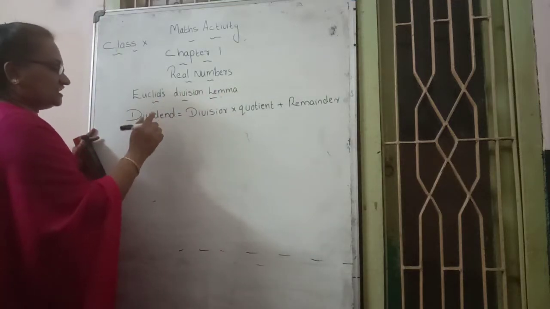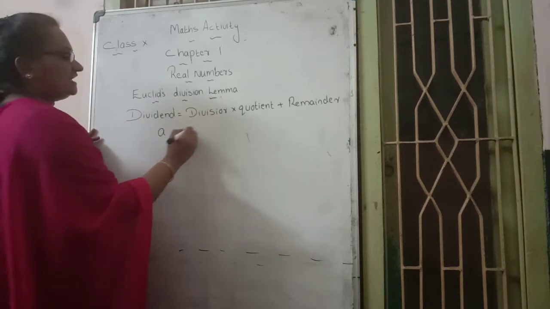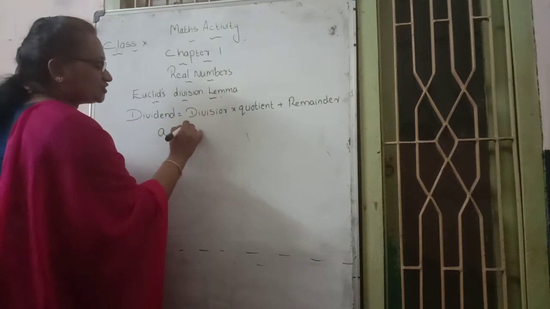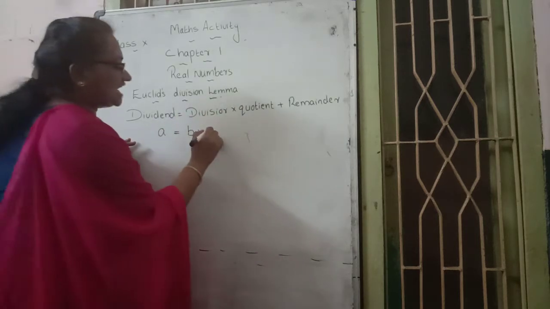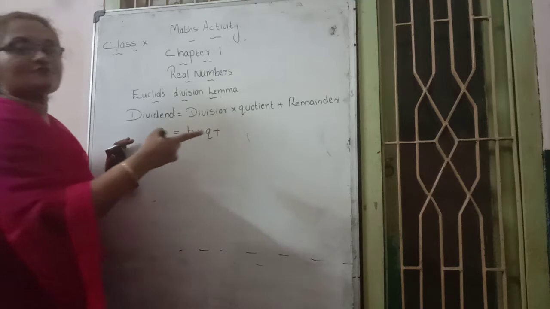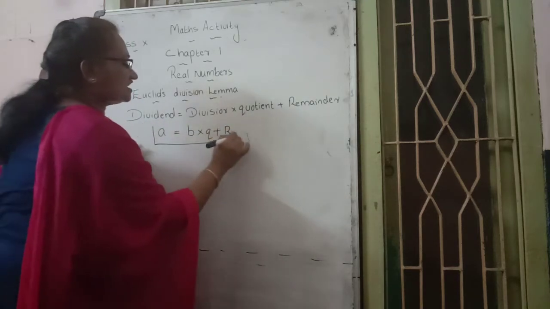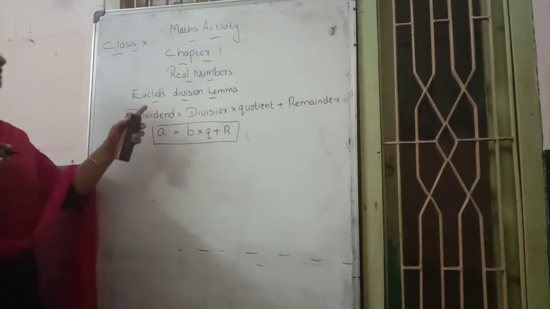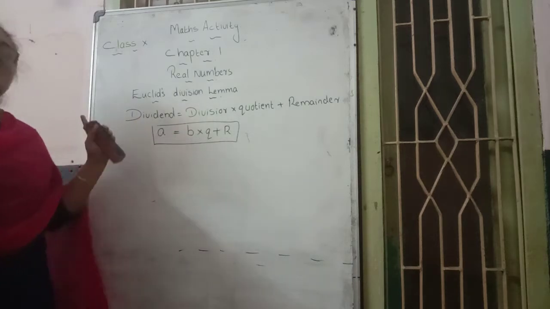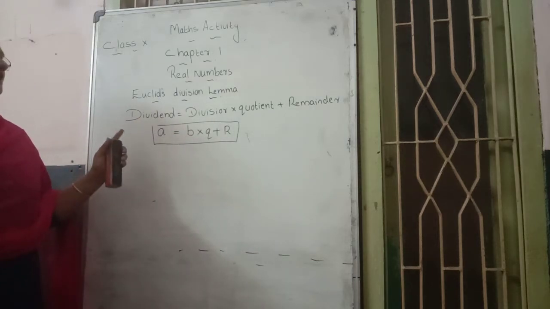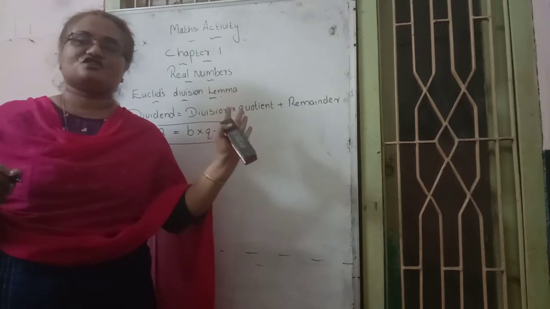Generally, we represent the dividend by the alphabet A, the divisor by B, the quotient by Q, and the remainder by R. So this is the general form for Euclid's division: A is equal to B into Q plus R. Using Euclid's division lemma, we are going to perform the activity.